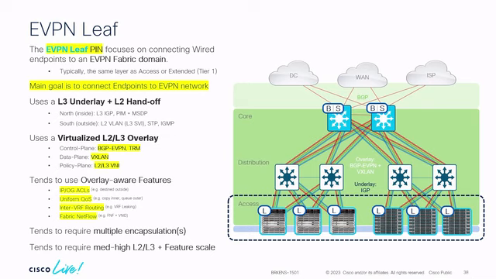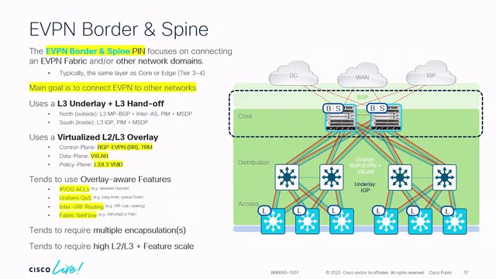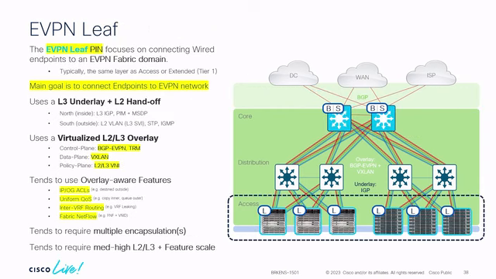And then I show border versus leaf. Those are 2 sides of the tunnel, 2 sides of the encapsulation. Send it from the leaf to the border, okay? So the leaf is just the other side of that.